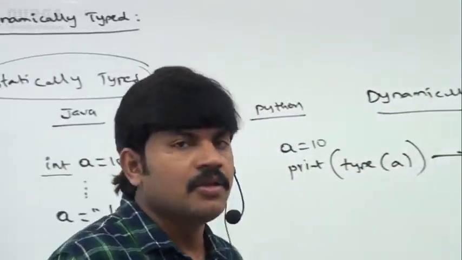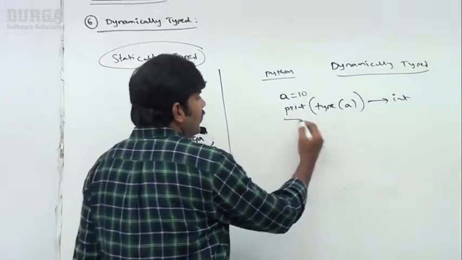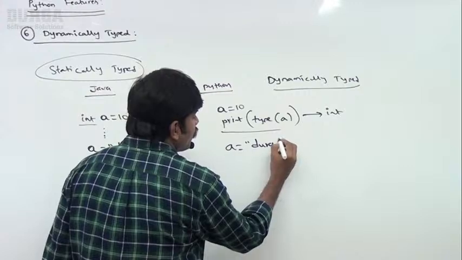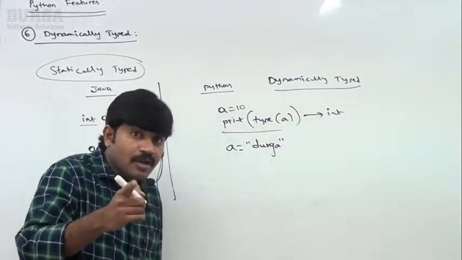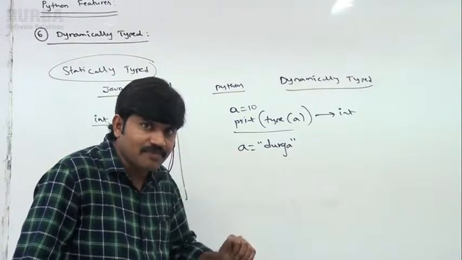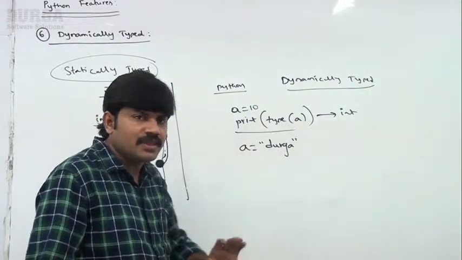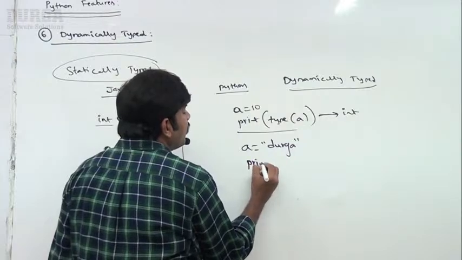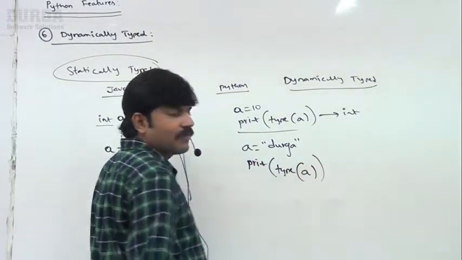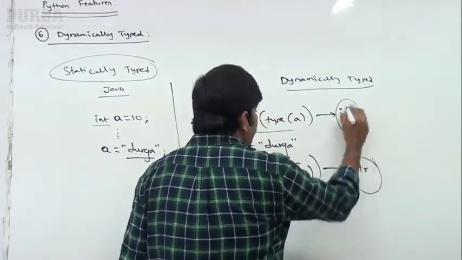No problem at all. We didn't specify the type explicitly. Sir, a is equal to an int value. Next, in the next line, I am taking a is equal to Durga, sir. Now onwards, a acts as string type. Now the type of a will become string. Int type is overridden with the string type. Print type of a, sir. Now onwards, it will become str type.